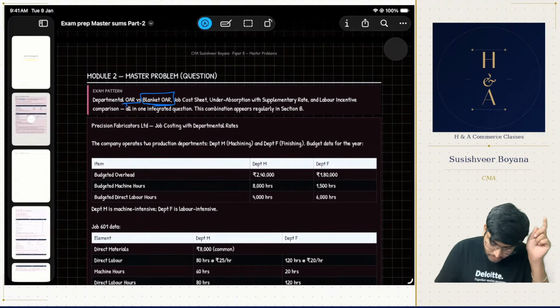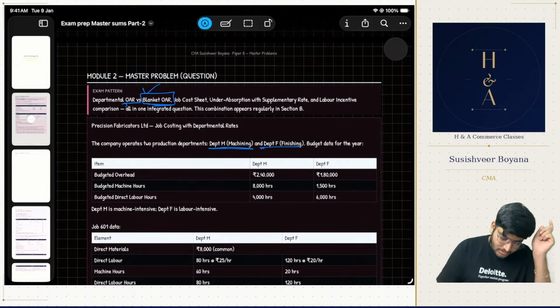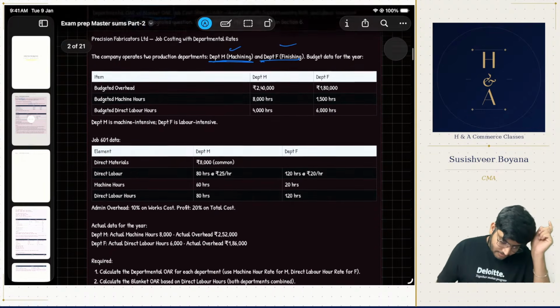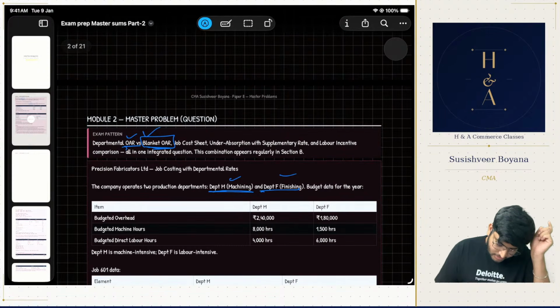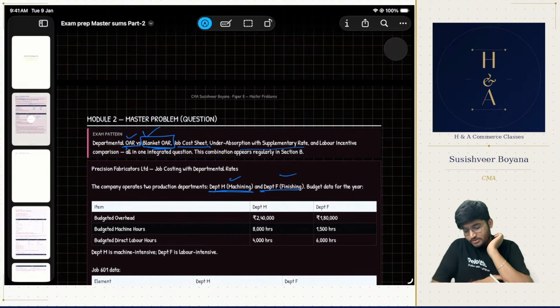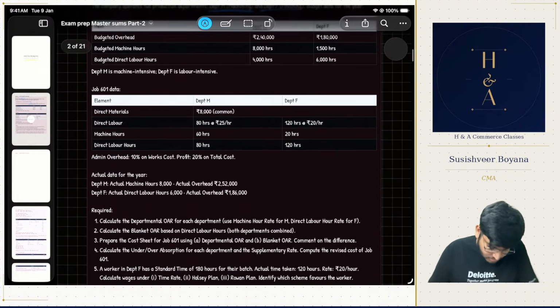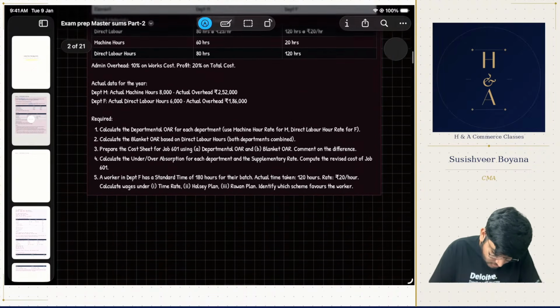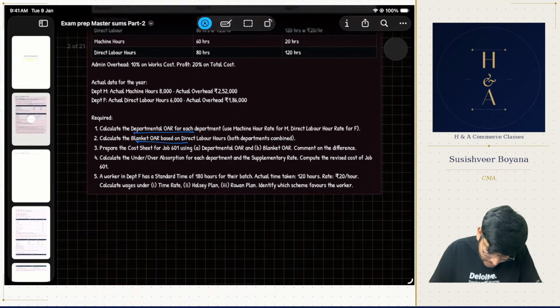See, the company operates in two different departments: Department M, machining, and Department F, finishing. Whenever we are using a blanket rate, we already know that we have separate overhead absorption rates, correct? This separate overhead absorption rate is not going to be the case when we calculate the blanket overhead rate. Then we are asked to prepare a job cost sheet under overhead, under absorption with a supplementary rate, and so forth. Actual data, departmental, blanket rate. The basis is already clearly given.